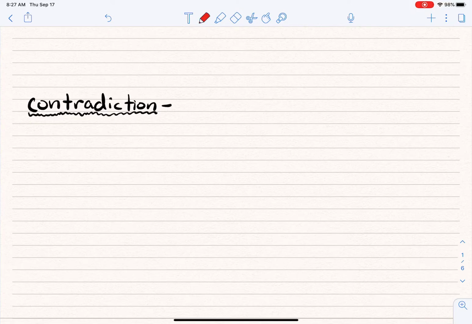When I asked for definitions of a contradiction, a lot of people gave me the definition of a counterexample. They said a contradiction is something that proves something else to be false, but that's not true. That's a counterexample. A counterexample is a piece of information or something that proves a statement to be false. Okay, but that's not what a contradiction is. A contradiction is a little bit different than that.